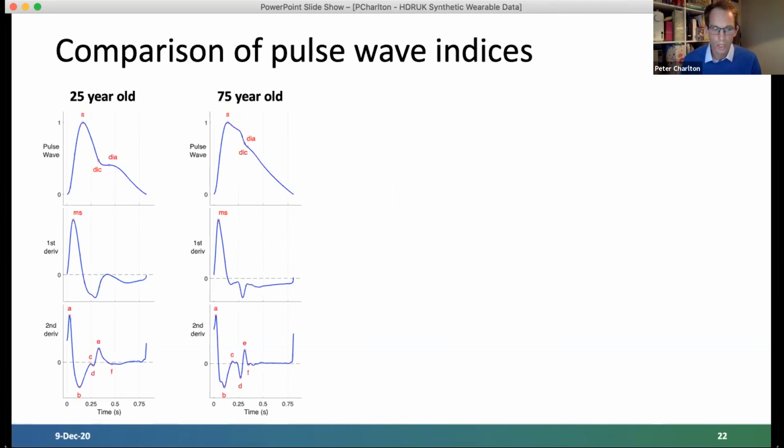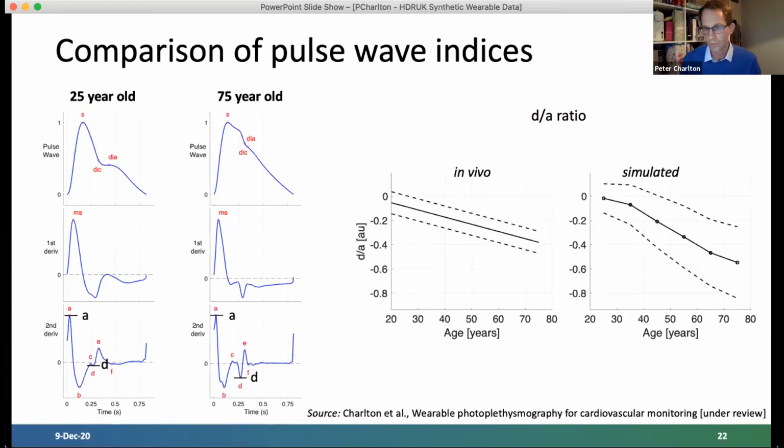We also looked at a second index, the D/A ratio, from the second derivative. And again, we found that this changed in a similar manner to that observed in vivo. It reduced with age.